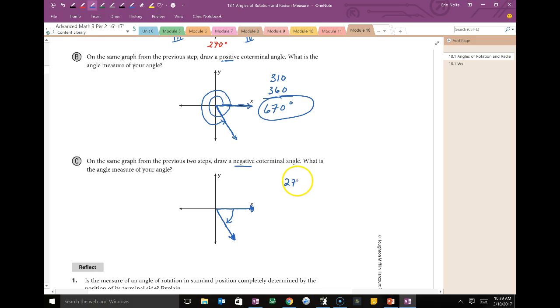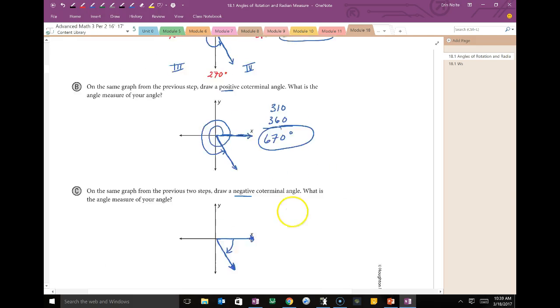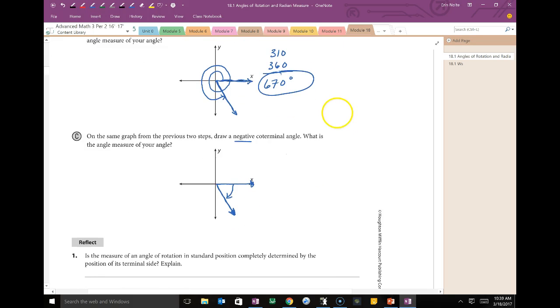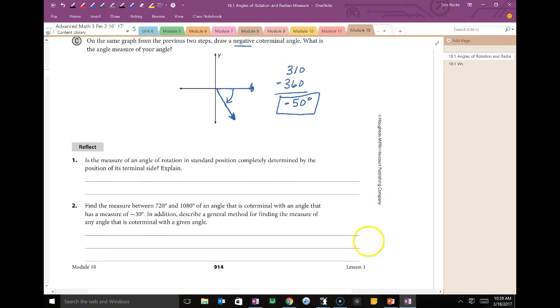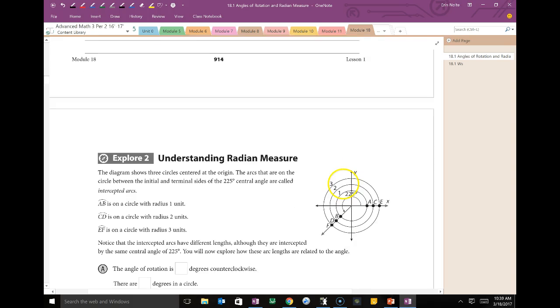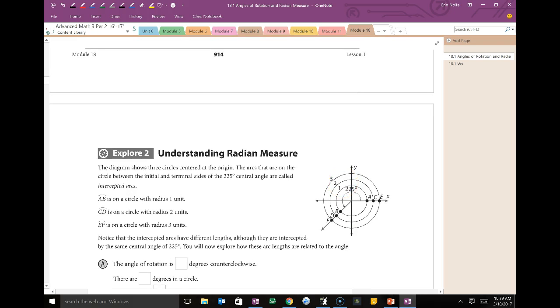To figure that out, I'm going to do 270, nope, sorry, not 270. What is my angle again? It was 310, there it is. 310, and we're going to subtract 360. So this is going to be a negative 50-degree angle, going downwards. I think drawing those is pretty simple.